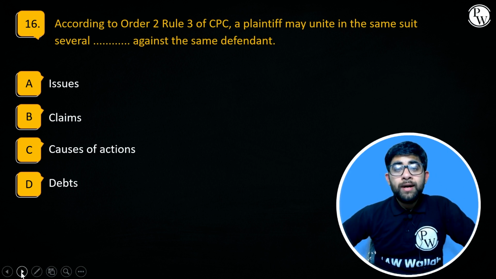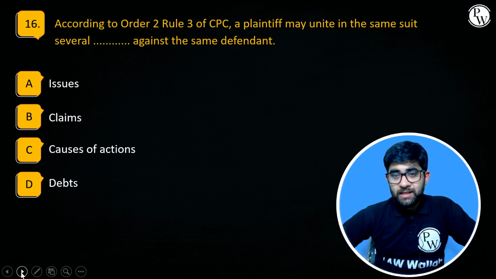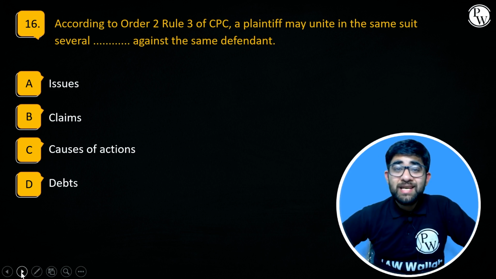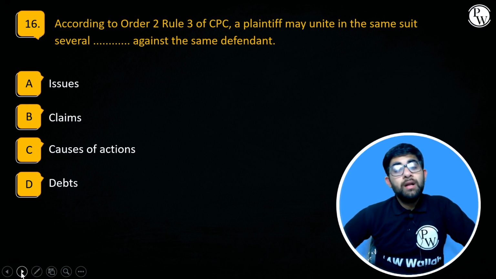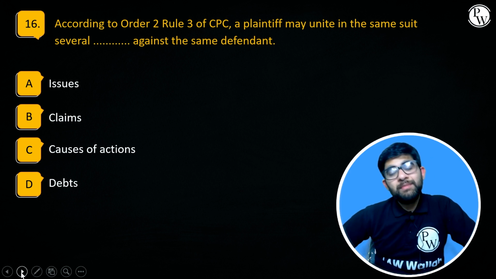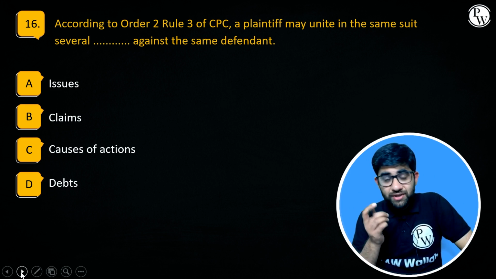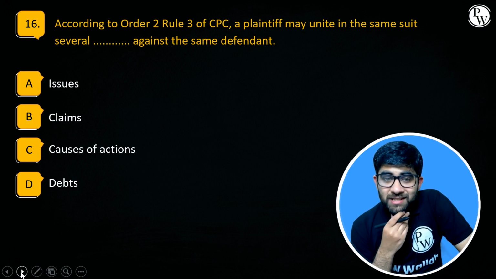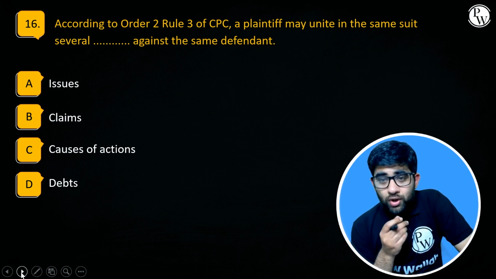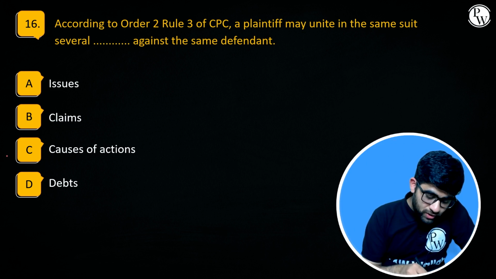Third, according to Order 2, Rule 3 of CPC, a plaintiff may unite in the same suit several dash against the same defendant. Now, several cause of action, yes. Option A is issues, B is claims, C is cause of action, D is debts. Answer is C, cause of action.